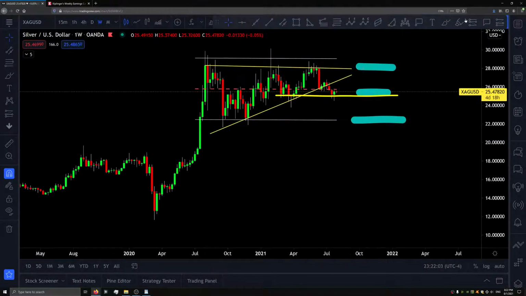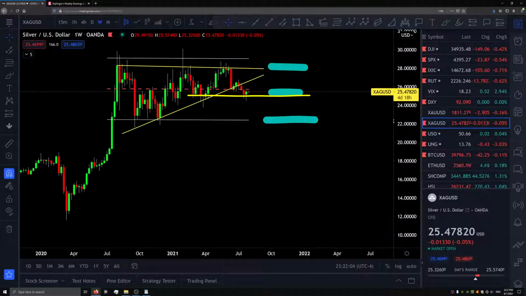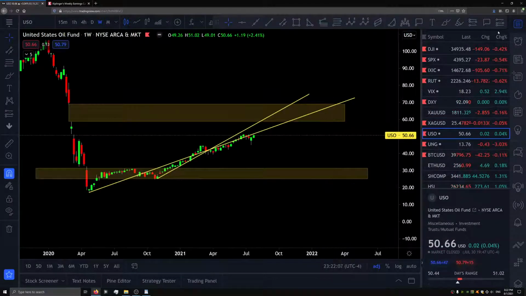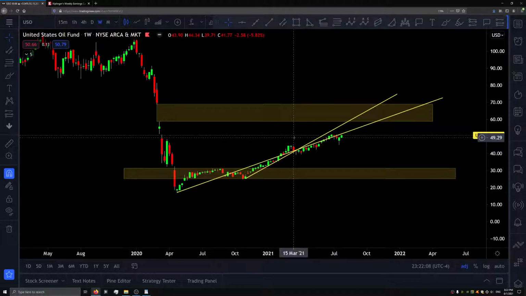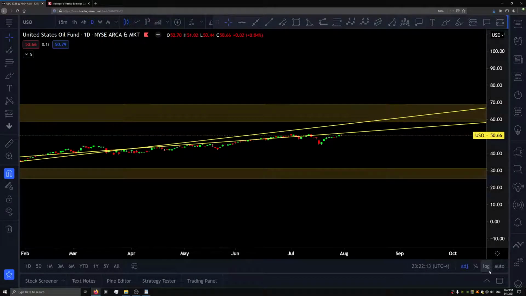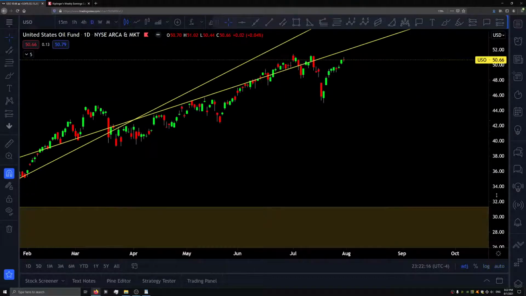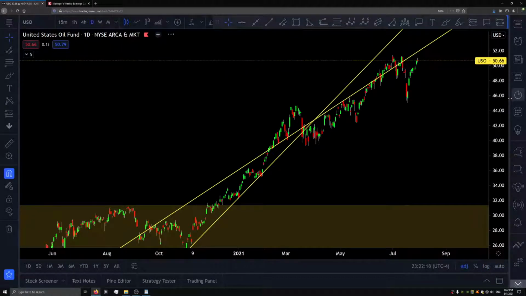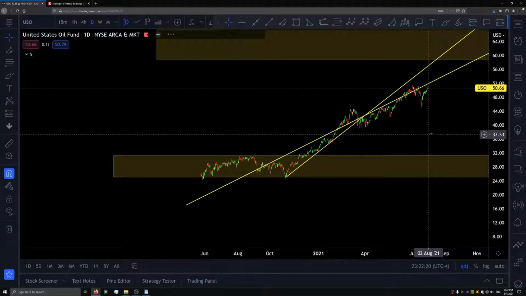Okay. Let's do these last two rapid fire: U.S. oil and U.S. natural gas. Why is this chart messed up? Oh, I'm looking at log scale. All right, this got messed up.